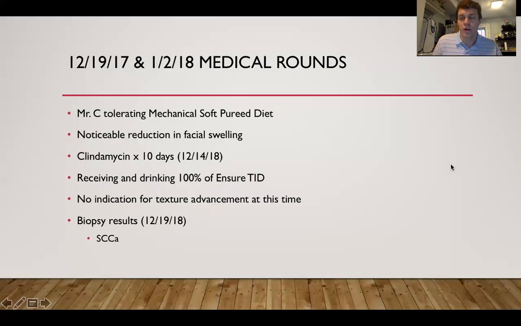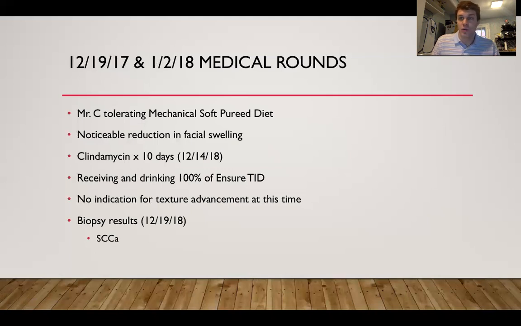So medical rounds over the next couple of weeks, you're going to see that there is a gap there in between the 19th of December and the 2nd of January. That's for Christmas. So during the Christmas week, it was a skeleton crew. So I wasn't there for the medical rounds in between those weeks, but I was there in the weeks that sandwiched it. So for both of those encounters, Mr. C was tolerating his pureed diet really well.